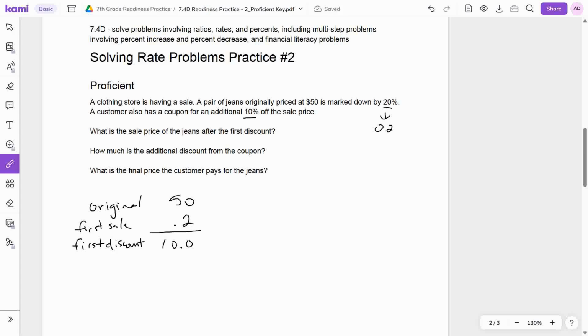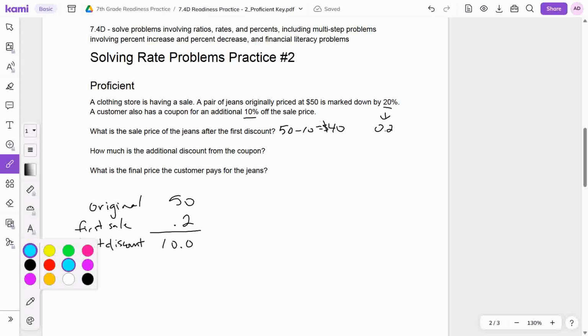Now, what is the sales price of the jeans after the first discount? Well, it's $50 minus the $10 off. And so that's going to get you your $40. So our first sale price is 40 bucks. Not bad. Now, what is the additional discount from the coupon? Remember, it's 10% off the sale price.